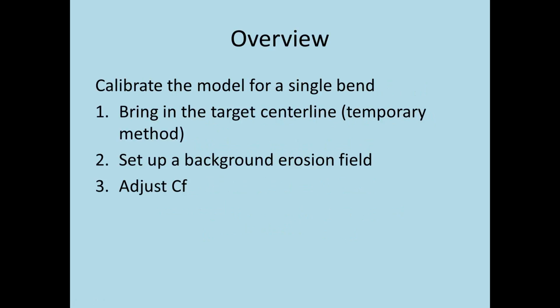Okay, in this tutorial we're going to start the calibration of a model scenario by making what we call an erodibility map. This map can be spatially varied, and it's an erosion field that allows the river to meander at a variable rate depending on the erosion coefficient at certain places in the land surface.